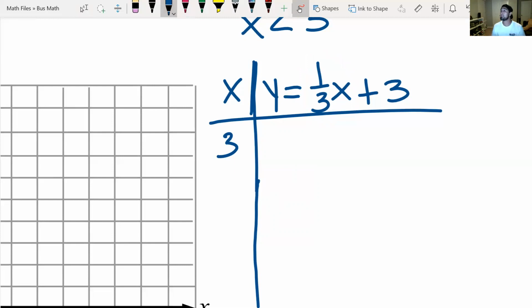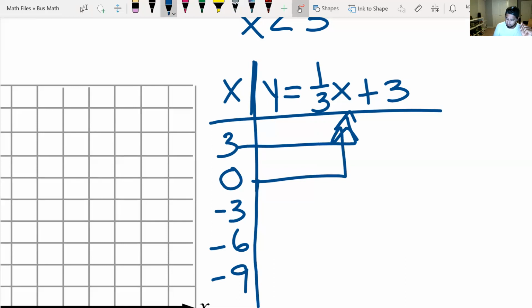So let's go ahead and pick our numbers now. And we're going to choose numbers still less than 3. So I'm going to write down multiples of 3 that are less than 3. Yes. So next would be 0. 0 is less than 3. Next would be -3, -6, and -9. I can keep going, but I believe that's all that's going to fit. Okay. And now take all these x values and plug them in for that x up there.